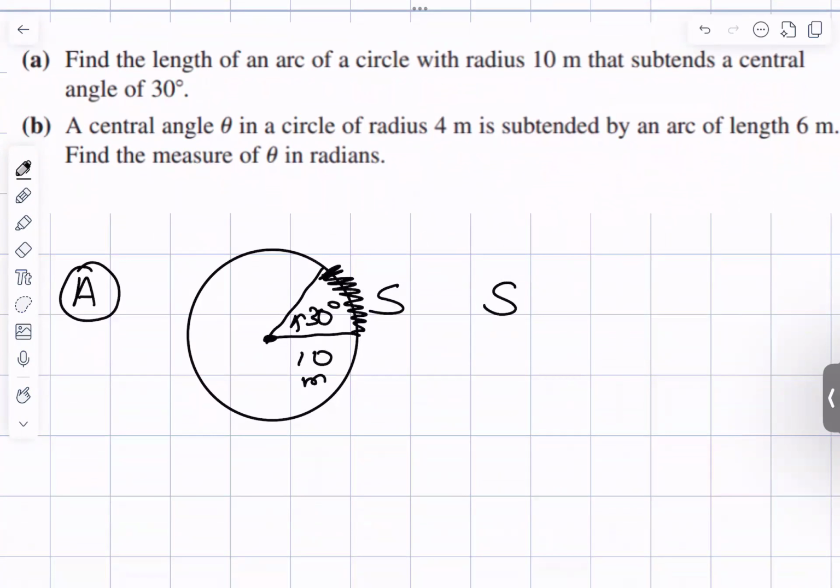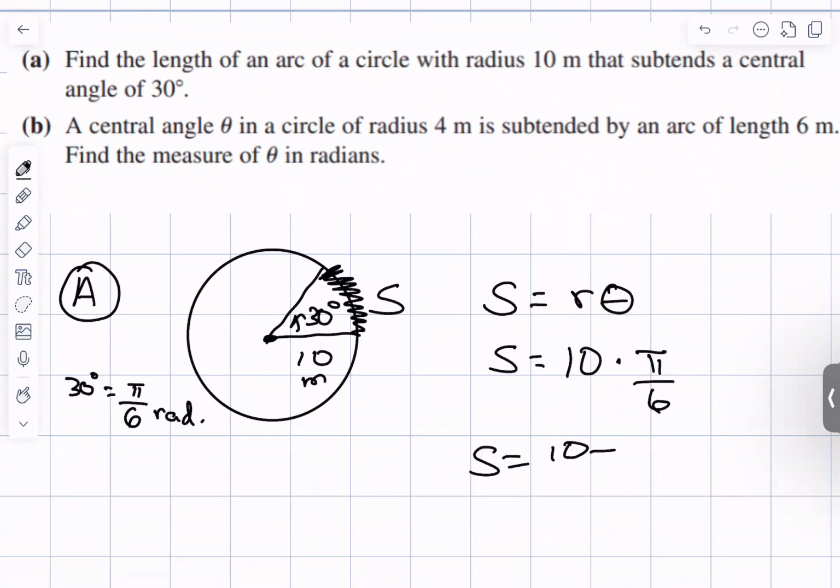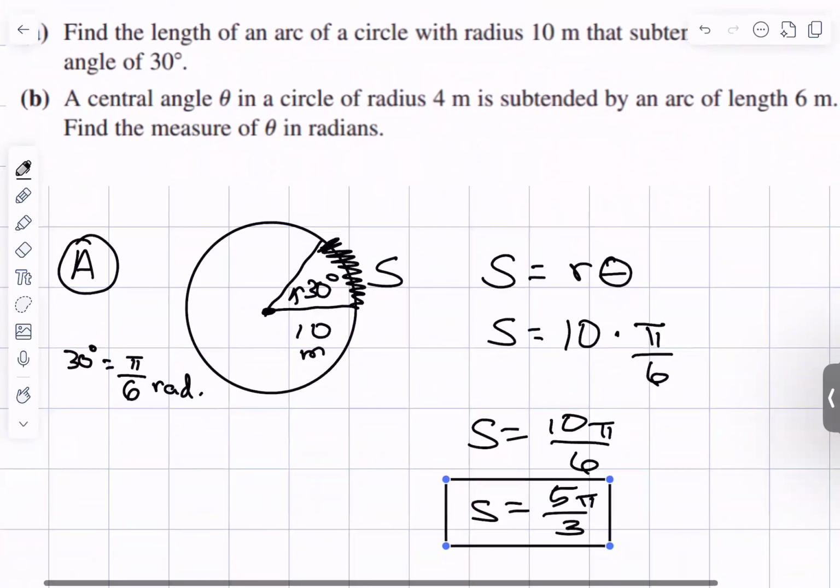So S equals r theta, where theta is in radians. What is 30 degrees in terms of radians? It equals pi over 6 radians, right? So all we do here is go S equals 10 times pi over 6, which is 10 pi over 6, which would be 5 pi over 3. And that's your answer. All right, cool.